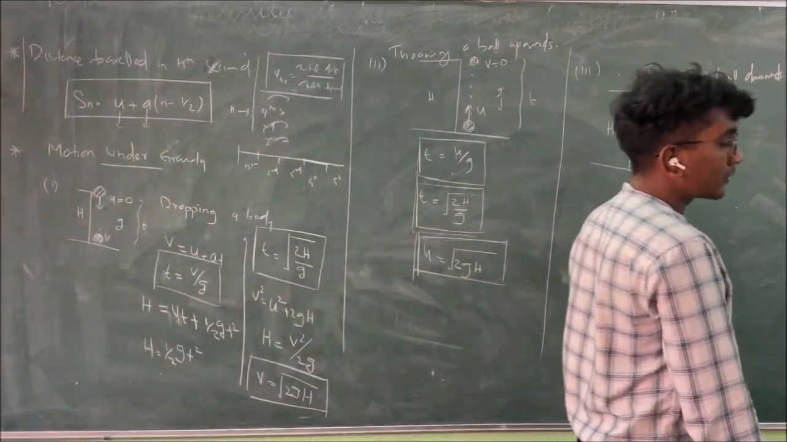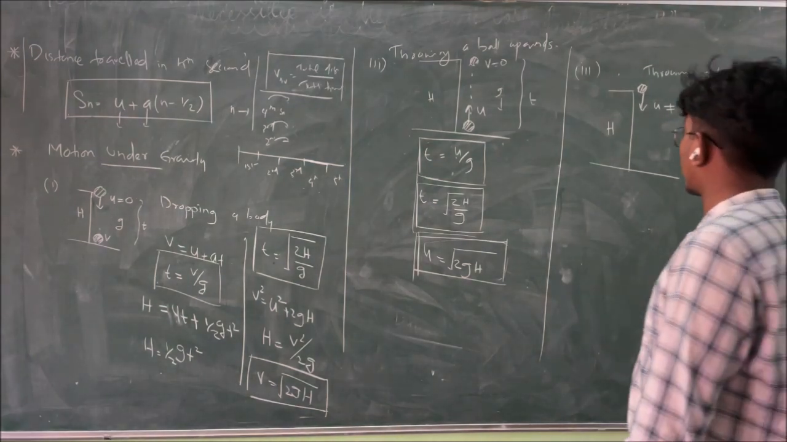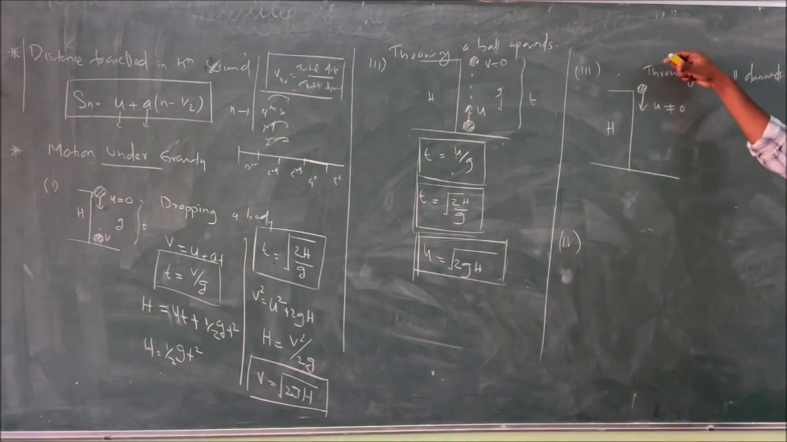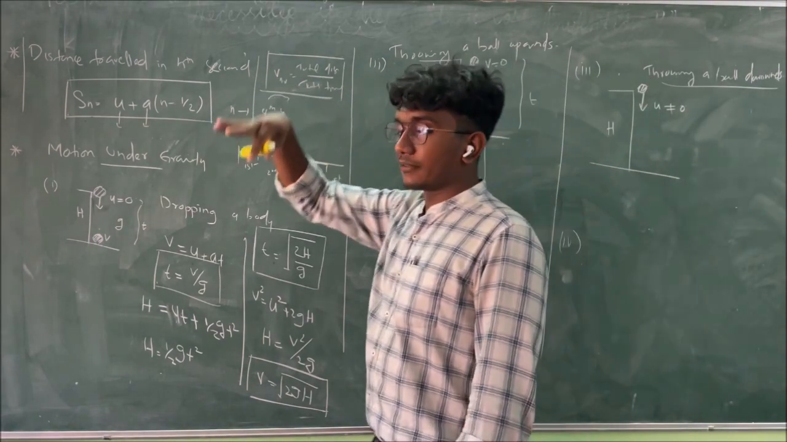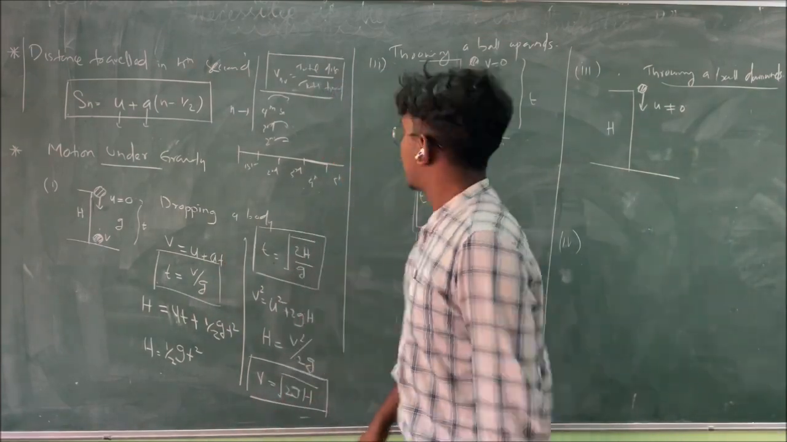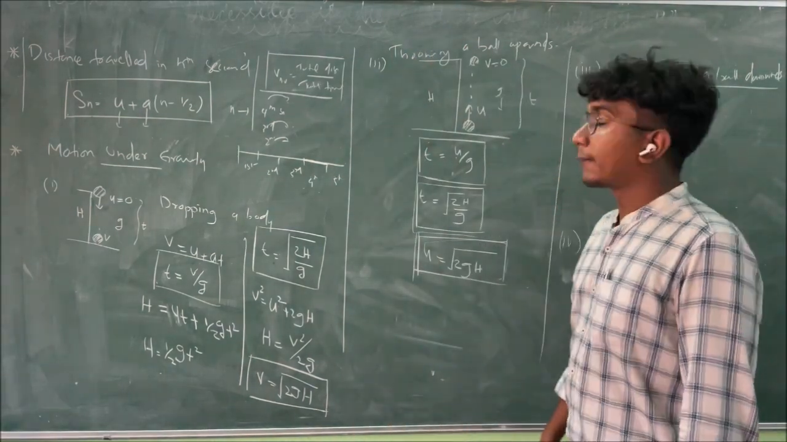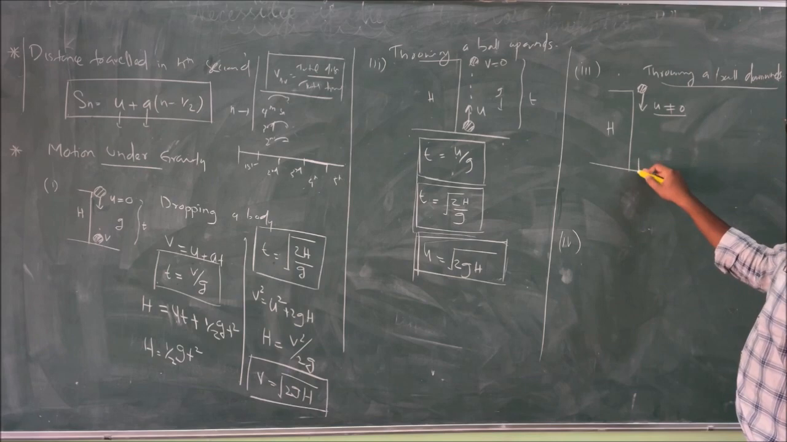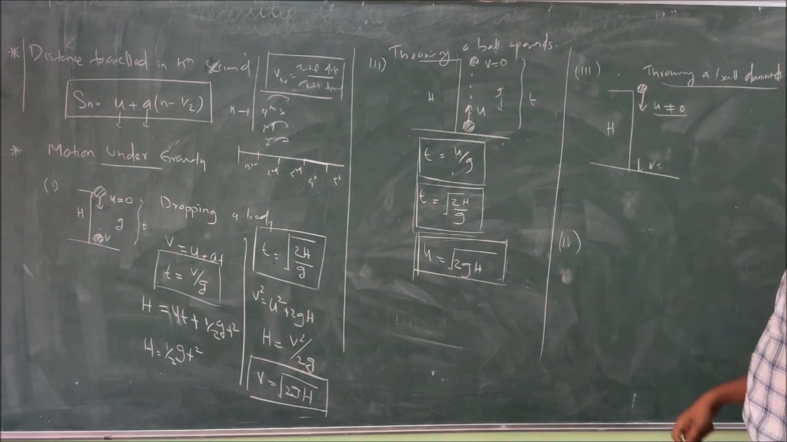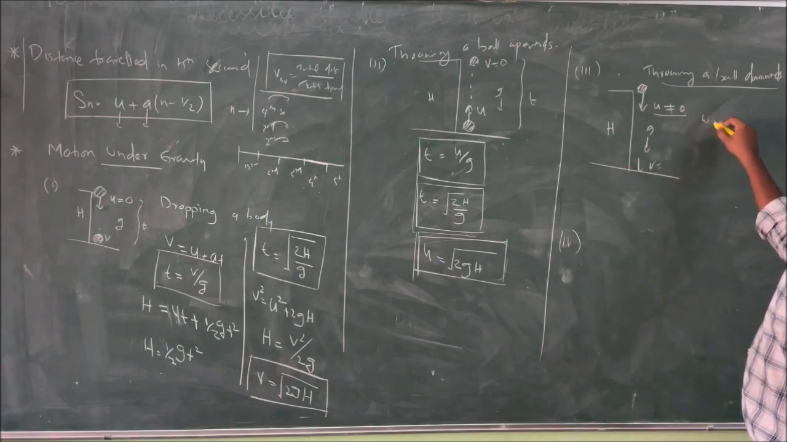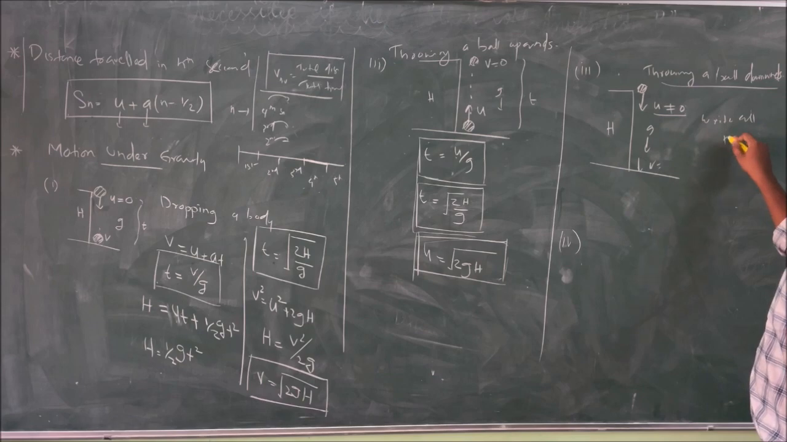Third case, and I will give you a fourth case also. Do it yourself. Third case is a body thrown downward, throwing a ball downwards with velocity u. In the first case it was dropping, which means the initial velocity is 0. Here you are throwing a ball downwards like this. When it reaches the ground, it will have a velocity v, and g is acting downward. So you have to write all the equations.